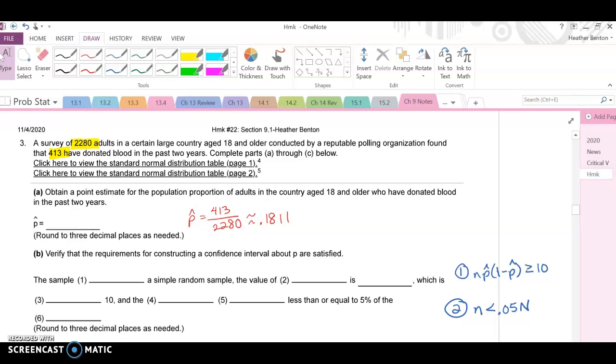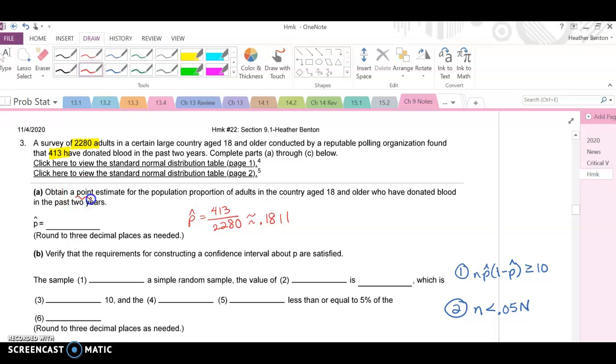Okay, this is problem number 3 on the Chapter 9 homework. So, a survey of 2,280 adults in a certain large country aged 18 and older conducted by a reputable polling organization found that 413 have donated blood in the past 2 years. All right, so in part A, it says obtain a point estimate.